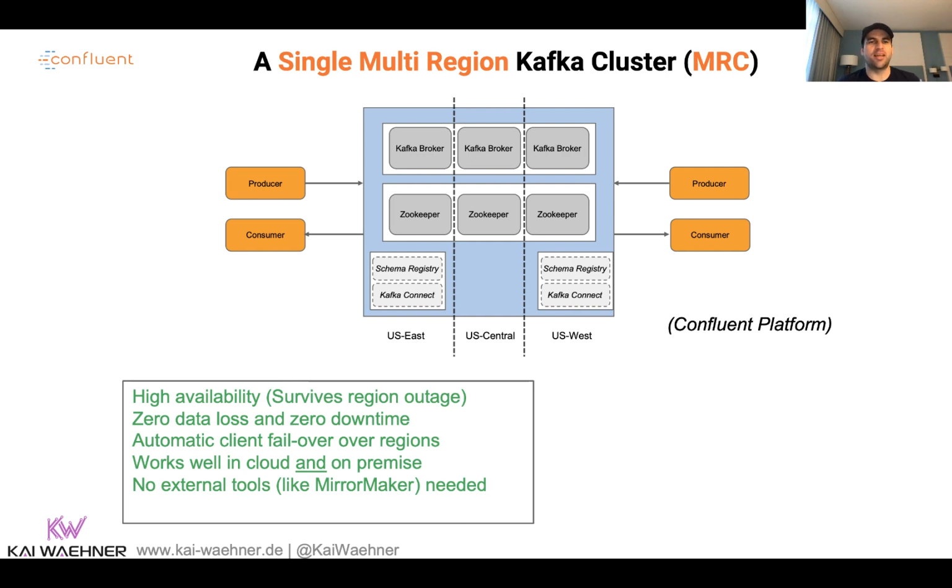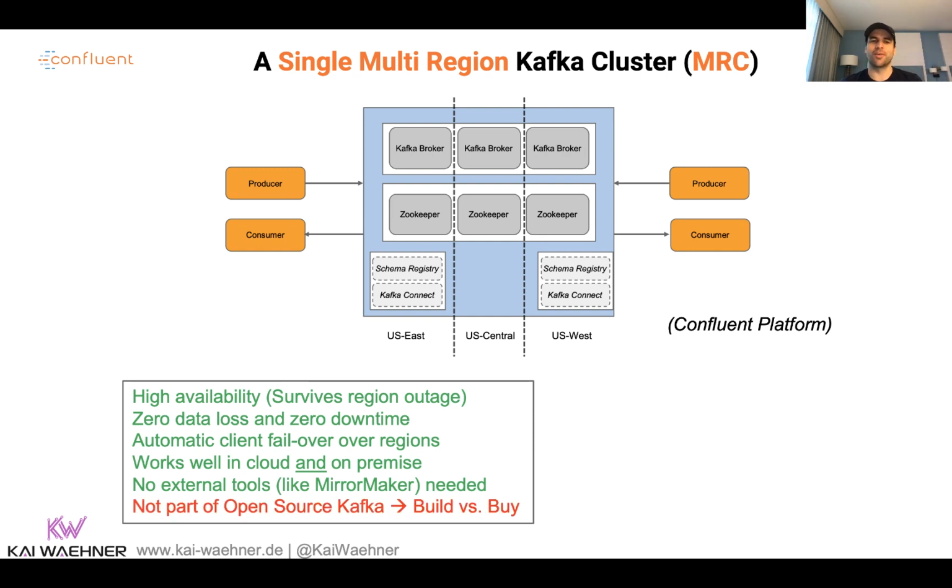Here are the benefits of this. This guarantees high availability. So even if one region is down, the cluster continues to run, and it's one single cluster. So no additional overhead for you to develop and test. It supports automatic client failover over regions. It works well in cloud and on-prem or even in hybrid scenarios. You can guarantee zero data loss and zero downtime at the same point, like in a stretch cluster. And you don't need additional external tools like MirrorMaker because it just uses the Kafka protocol under the hood.